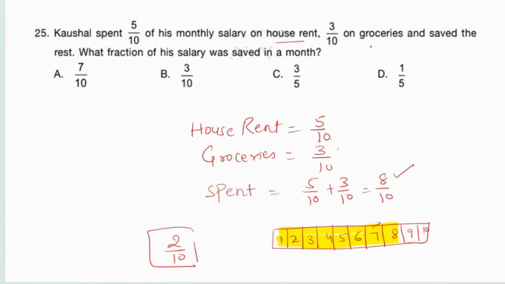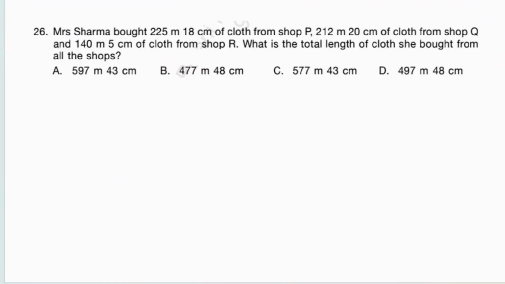When it is not in the options, I have to go for the simplest form of the fraction. Do they come in a single table? Yes, both come in the table of 2. So I will divide by 2. I am getting 1 by 5. So 1 by 5 will be my answer here. Clear? Now I'm coming to my next question.